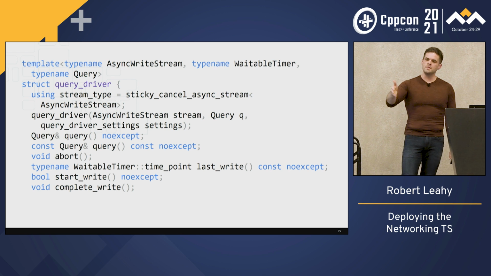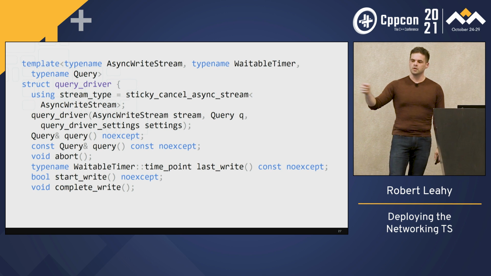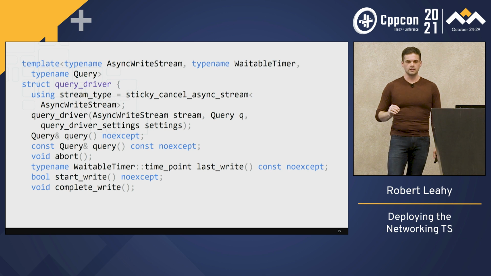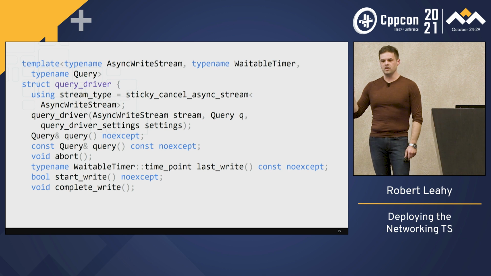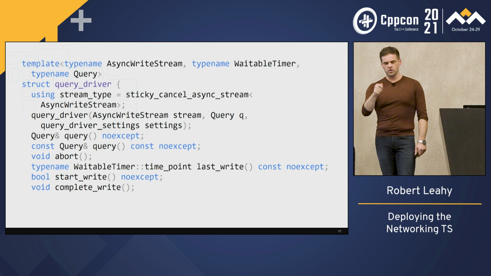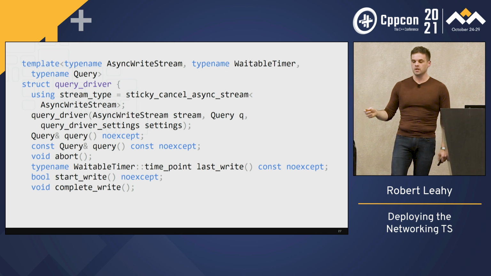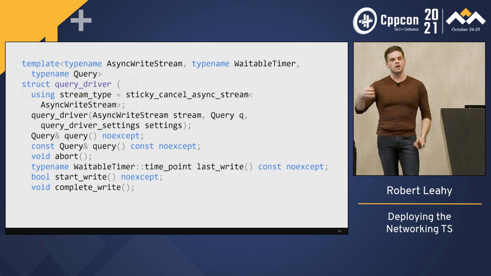Its completion handler may be awaiting invocation. And then when the completion handler is invoked, it's unaware it was canceled and keeps on going like nothing happened. As I discussed in my talk 2 years ago, a sticky cancel async stream preserves the cancellation. It makes it sticky. Subsequent attempts to initiate an operation will result in that operation failing immediately and reporting that it was canceled.